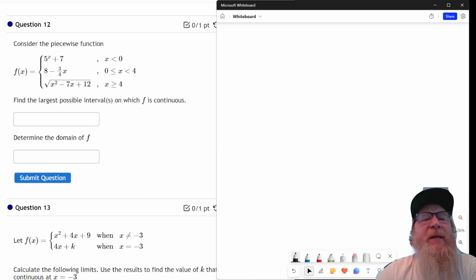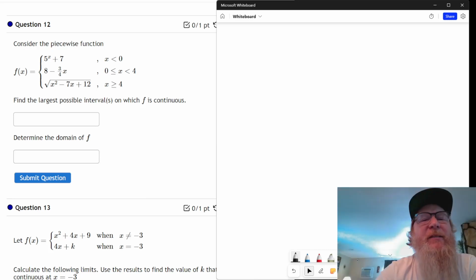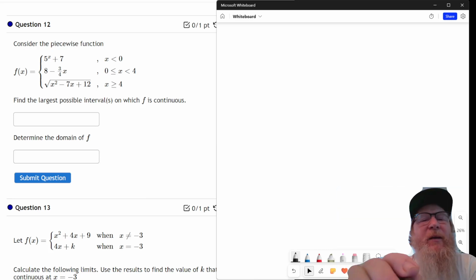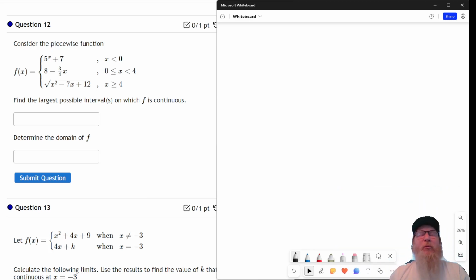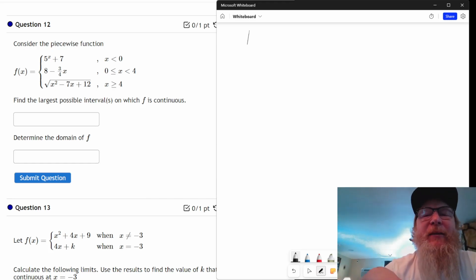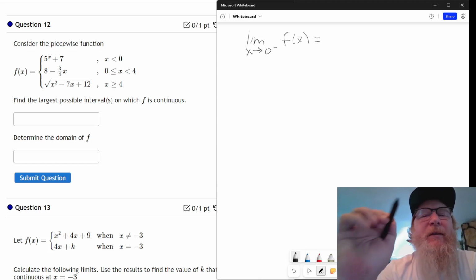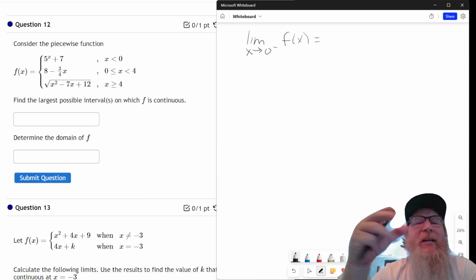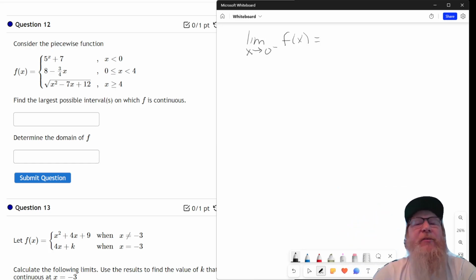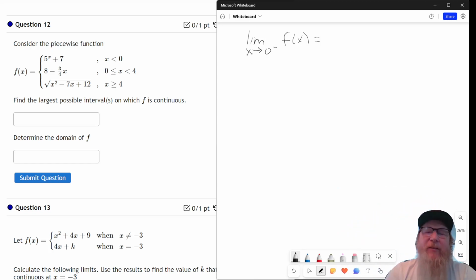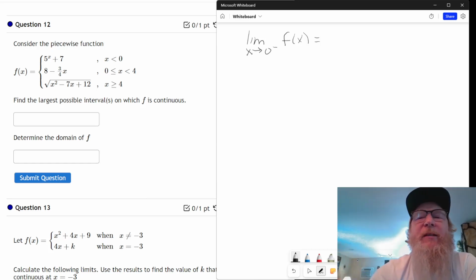All right, so we have the piecewise function 5 to the x plus 7, where x is less than 0. So this question doesn't directly ask you to take limits, right? But I mean, the chapter is called limits. So let's go ahead and take the limit as x approaches 0 from the left of f of x, right? Because we're interested in the continuity at the cutoff values. And this function has 2 cutoff values. We have 0 and 4. So we're just going to take them one at a time.